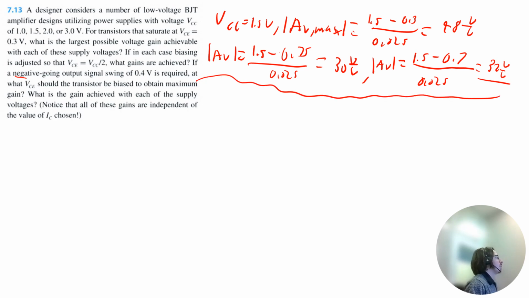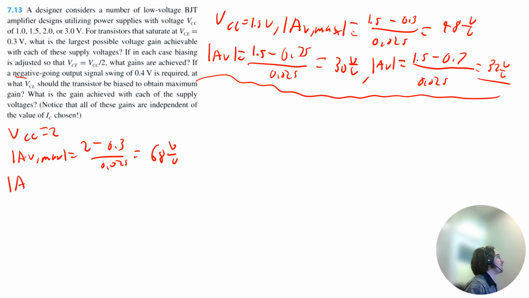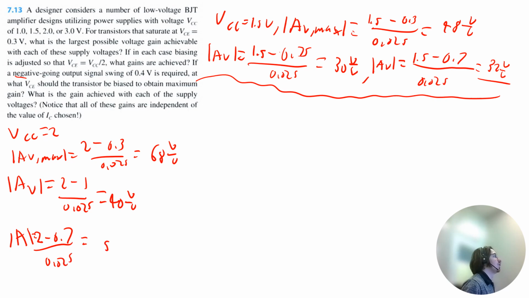Okay, let's do VCC equals 2. So our maximum gain we can achieve will be 2 minus 0.3 divided by 0.025, and that is equal to 68 volt per volt. Now, given the second case of VCC divided by 2, we're going to get 2 minus 2 divided by 2, which is just 1, divided by 0.025, equals 40 volt per volt. And then lastly, with this last case, it's always going to be that 0.7. And that gets us 52 volt per volt.